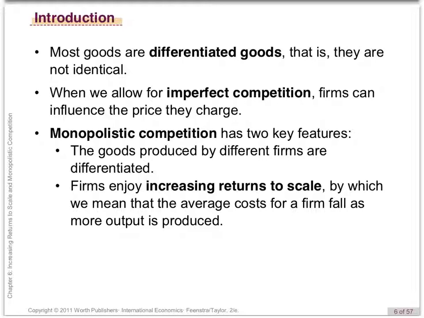This keeps decreasing because it looks like this. This slope is getting flatter. The slope itself is average cost, and when we draw this average cost, then it looks like this. This is what we assume in increasing returns to scale.